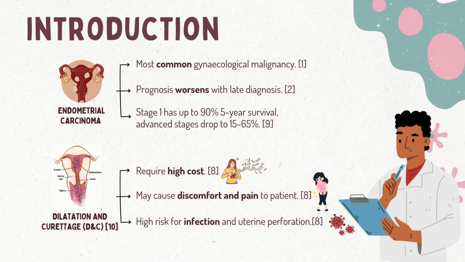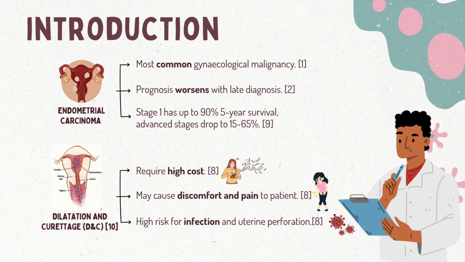Let's take a look at endometrial carcinoma, which is the most common gynecological malignancy worldwide. One of the major challenges in managing this cancer is that the prognosis significantly worsens with late diagnosis. Stage 1 endometrial cancer has a good outcome, with up to 90% of patients living at least 5 years. But if the cancer reaches advanced stages, the survival rate drops a lot, to between 15 and 65%.